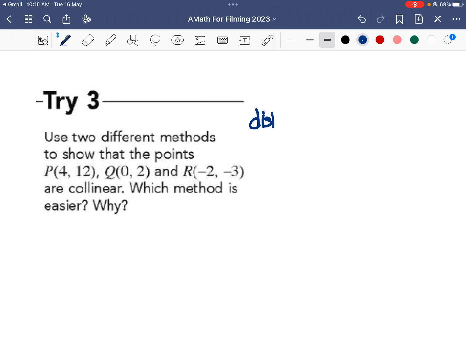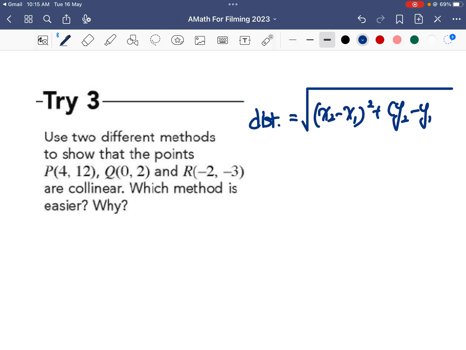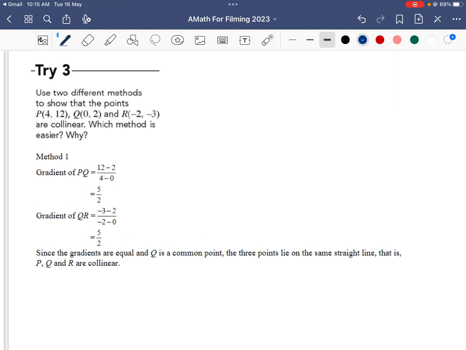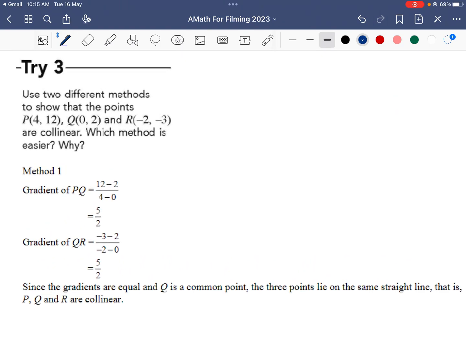In case you have forgotten how to find the distance between 2 points, which you should have learned from your elementary mathematics, the distance is given by the square root of (x2 minus x1) squared plus (y2 minus y1) squared. Please pause the video to try this now, and if you are ready, you can unpause the video. I give you the answers.